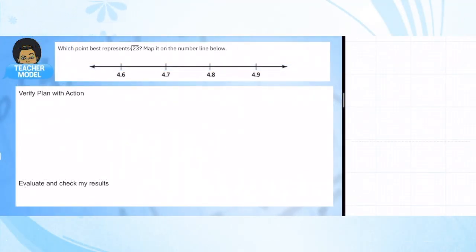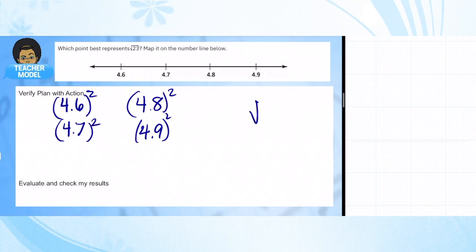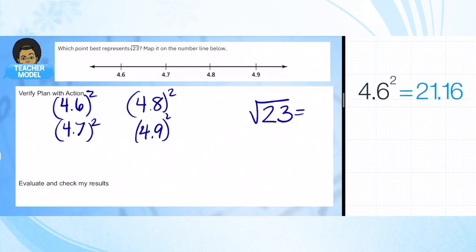Okay, we're going to go through our strategy, and remember with our strategy, we're going to try and find the square of all of these numbers. And we're going to do that to kind of approximate where the square root of 23 would be. That's going to be our goal. So let's look at 4 and 6 tenths squared, and it's very close. 21 and 16 hundredths. Okay, close to 23.